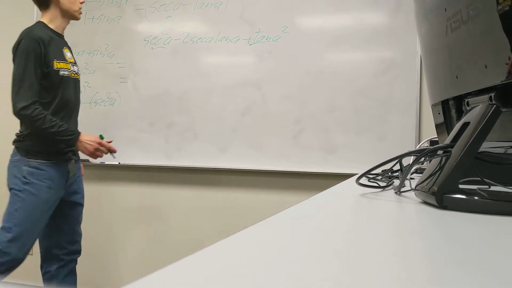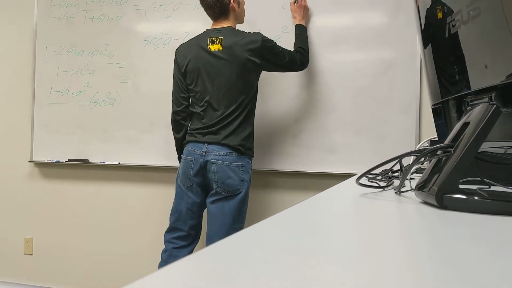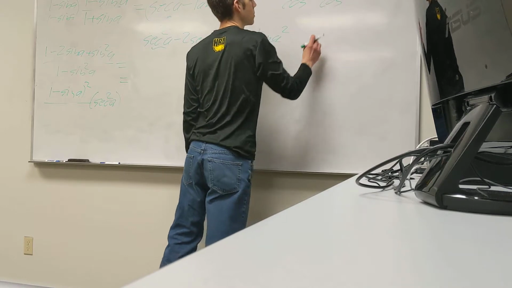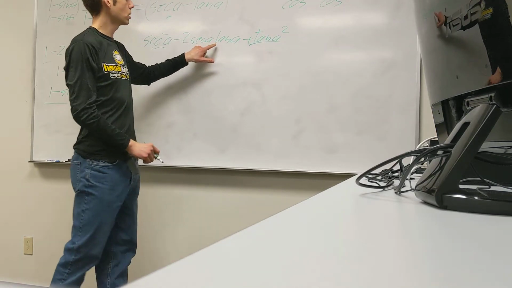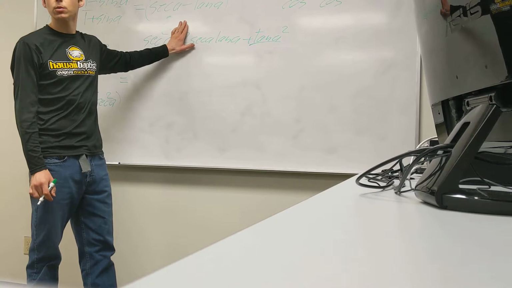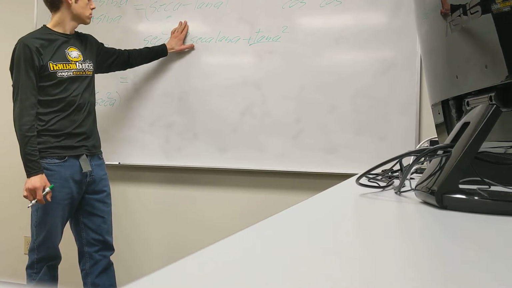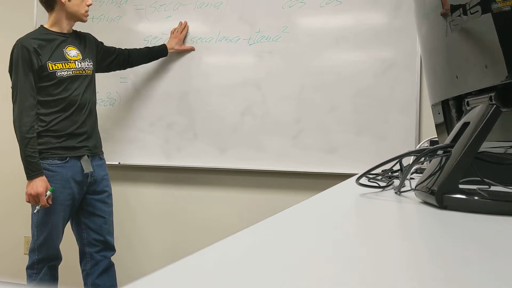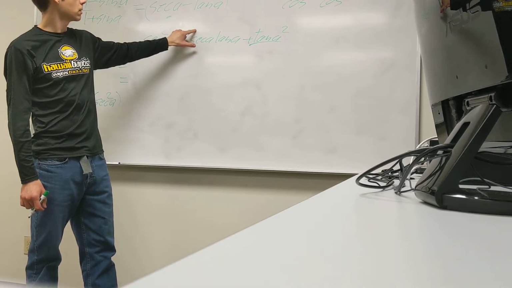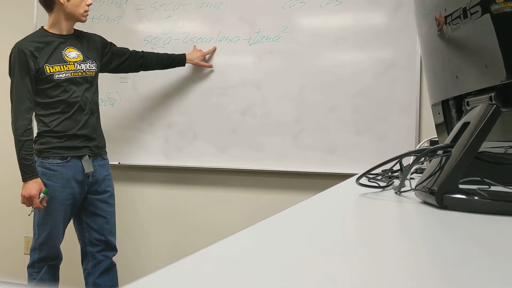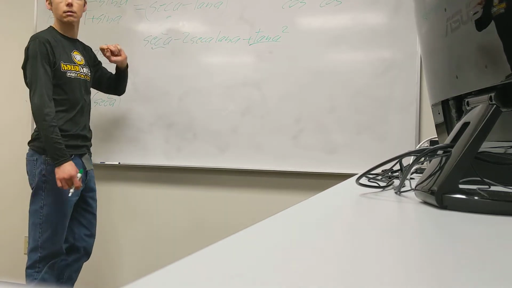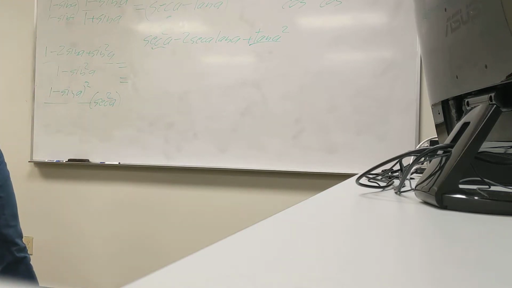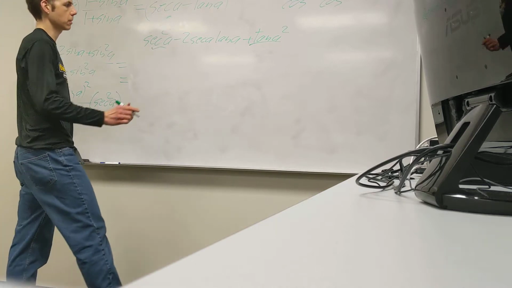What is secant times tangent? 1 over cosine times sine over cosine. It looks like sine times 1 over cosine squared right there. Right? So sine times secant squared. So let's turn this into secant then, okay? So tangent squared is actually what? Secant squared minus 1. Okay.